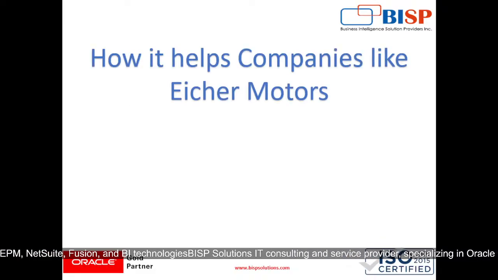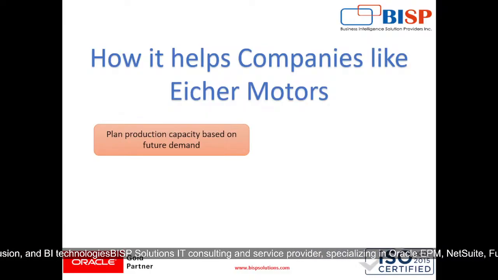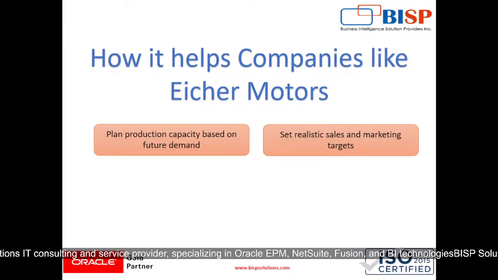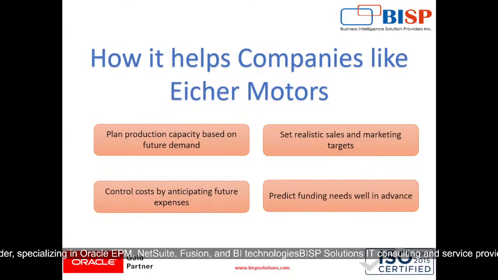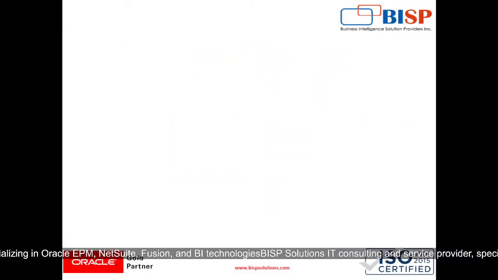Next is how it helps companies like Eicher Motors. Eicher Motors have shown mixed growth over the years, so some ups and some downs are there. Forecasting helps them plan production capacity based on future demands, set realistic sales and marketing targets, and control costs by anticipating future expenses and predicting fund needs well in advance.